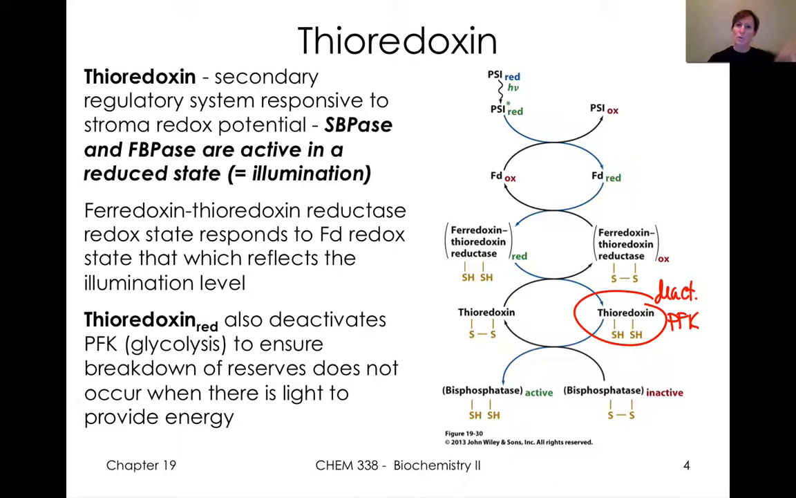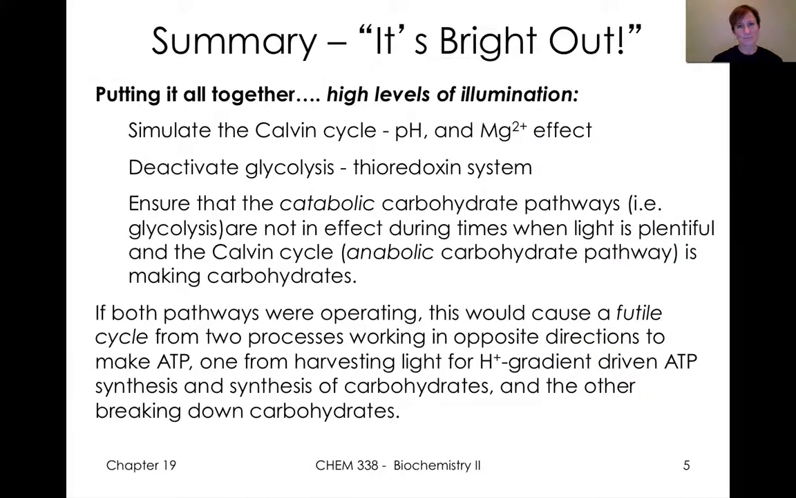So again, a way to couple: there's light out here, so let's make sure that our Calvin cycle enzymes are active. We'll walk through this with an activity and also highlight the important aspect that when thioredoxin is in this reduced state, it is also capable of deactivating PFK, ensuring that glycolysis is not going on when there's lots of light out. You don't need to be breaking down your starches to make ATP when you've got light that can allow you to do it.